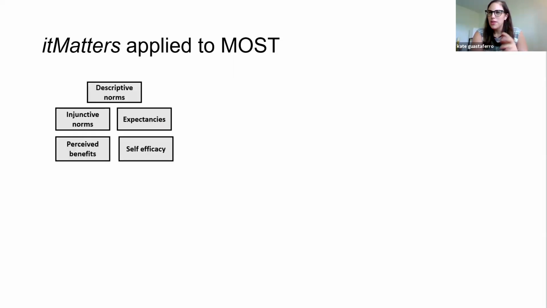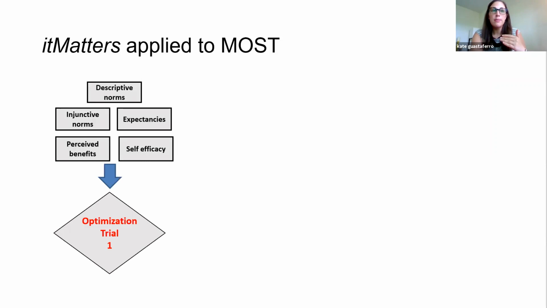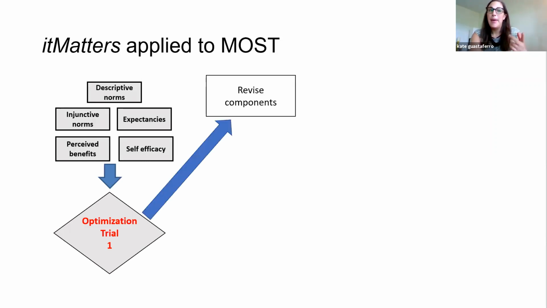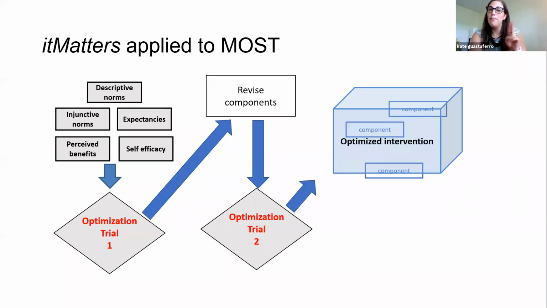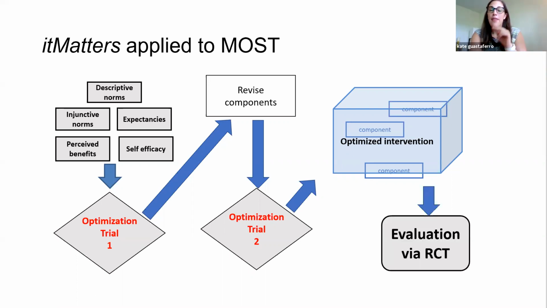This iterative approach looks a little bit different than the way I described to you a moment ago. Here, we still have our 5 components identified from theory and from existing interventions. We subject them first to one optimization trial. Based on the results of that, we revised the components, had a second optimization trial, and then made some decisions from both of those trials as to what would be the optimized intervention, and then that is subjected to the RCT.